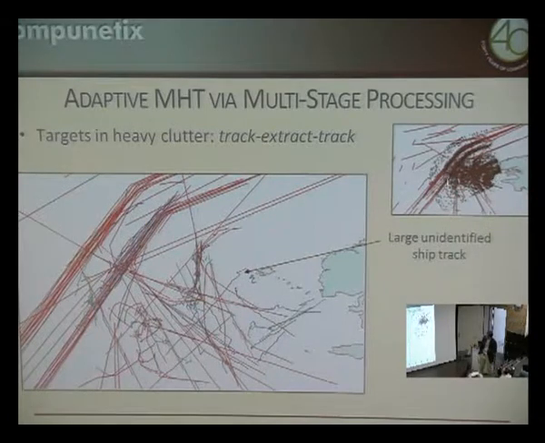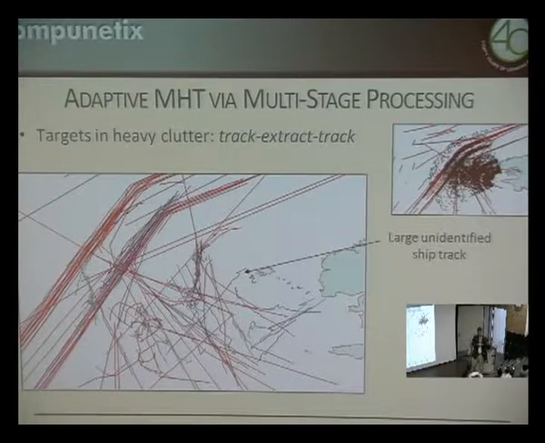Well, it turns out we had a very difficult time coming up with a tracking solution for this problem. The data is very noisy. And the best that we could do involved a fairly simple multi-stage MHT approach that we call track, extract, track. The basic idea is rather than coming up with an adaptive, more complicated MHT solution catered specifically to this problem, we thought, why not just use a common sense approach?